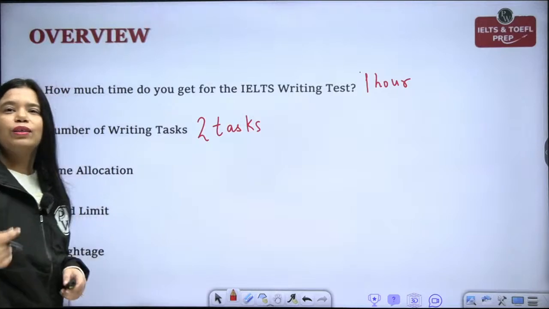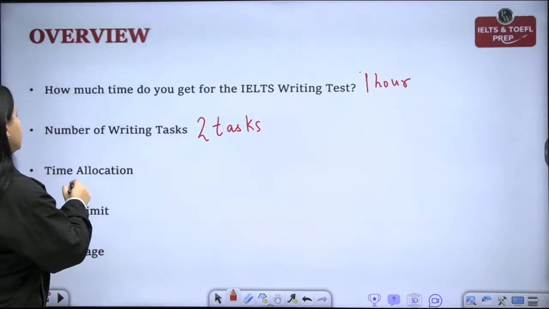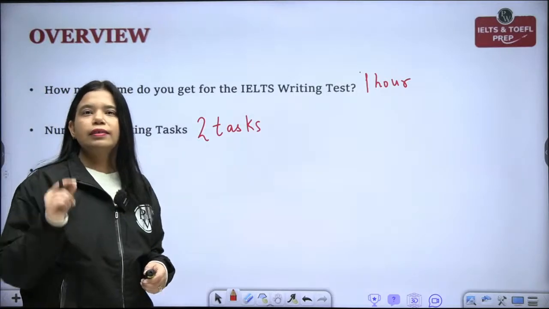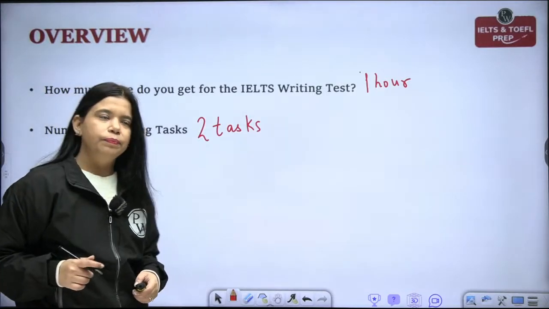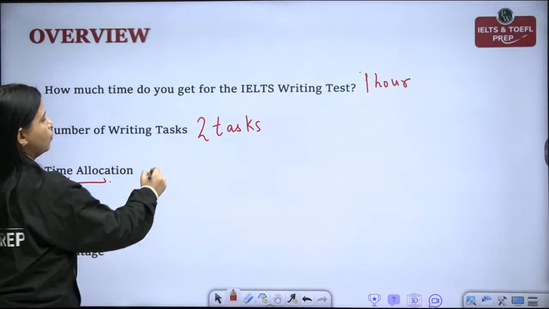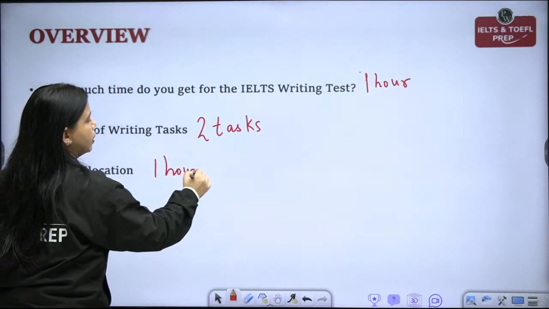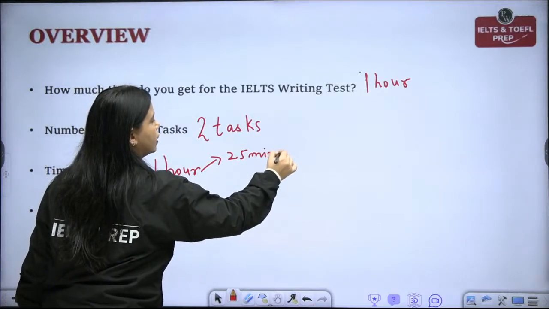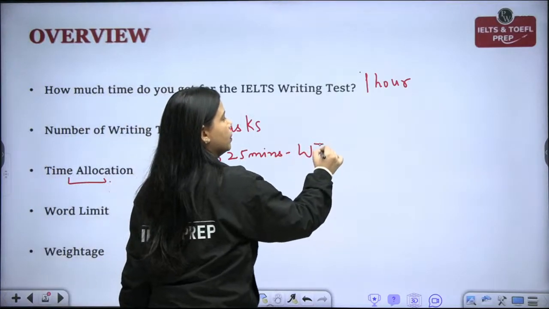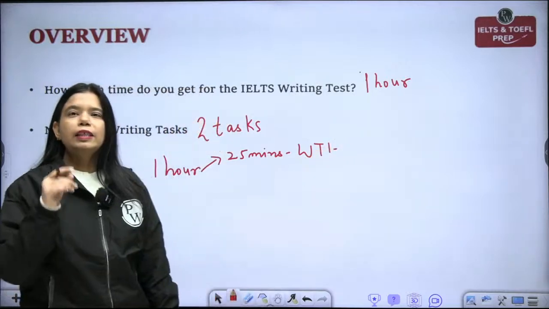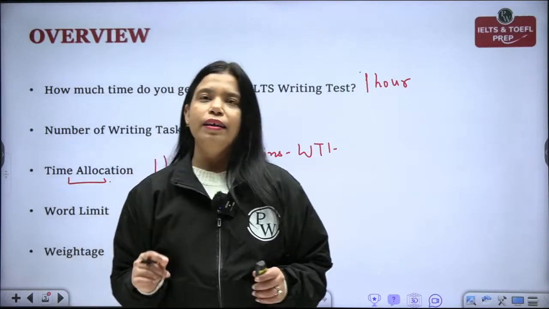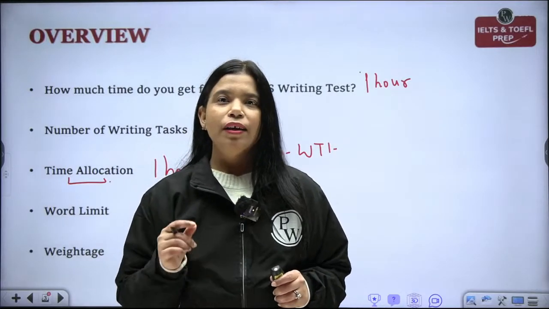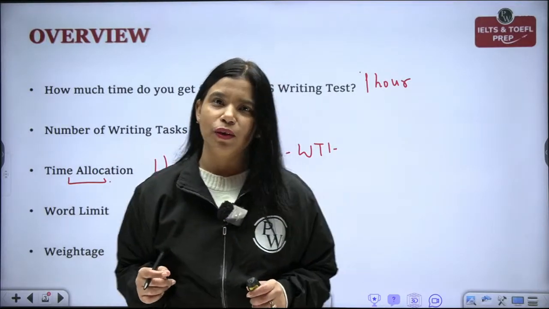And what exactly are these 2 tasks? Well, let's first talk about time allocation, and then I'm coming back to the 2 tasks that you are going to complete in this 1 hour. Now, coming to time allocation, out of 1 complete hour, it is recommended that you keep aside about 25 minutes for your writing task 1. Yes, 25 minutes for your writing task 1. Especially अगर आप academic IELTS student हो जिसको कि writing task 1 में report लिखने को मिलेगा, you should have at least 25 minutes in your hands.